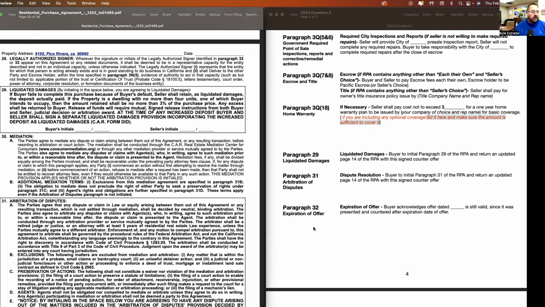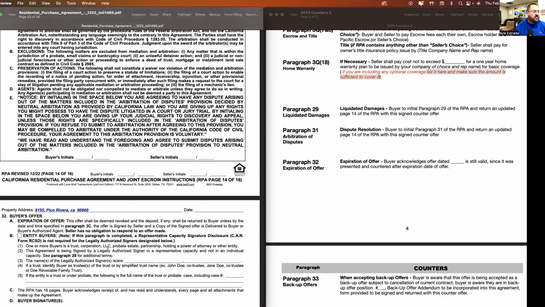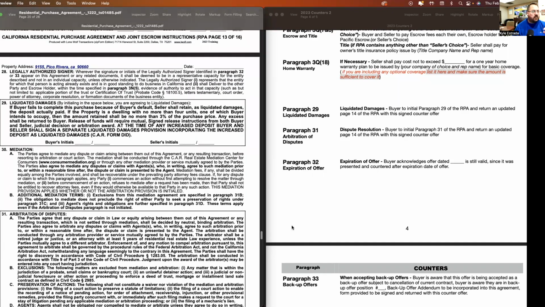Oh, I got it. You know what? Paragraph 32 needs to be taken out of there. It's not here anymore. Well, expiration of offer. Okay, we'll talk about that. Sorry, I got sidetracked. We've already addressed it.